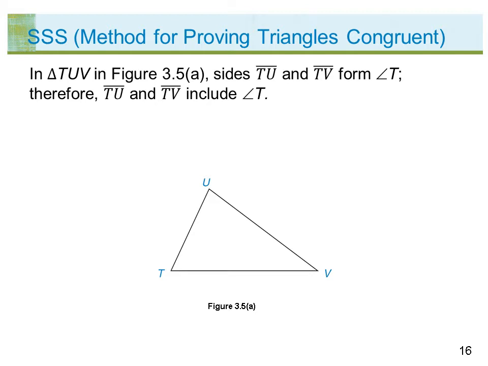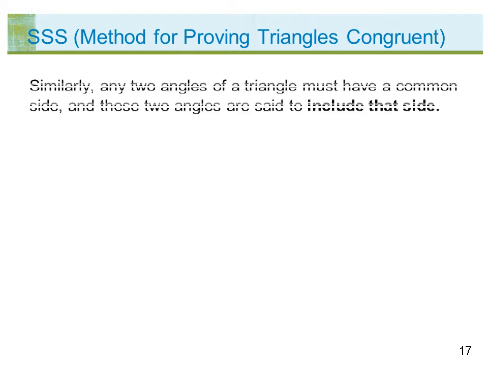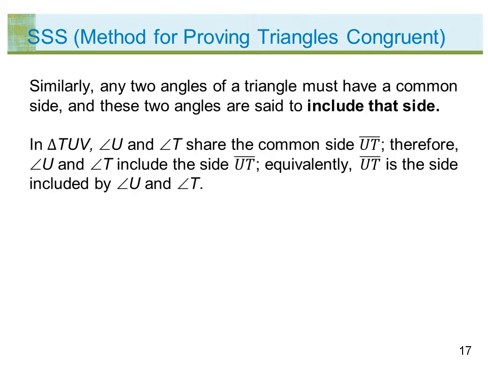Therefore, line segment TU and line segment TV include angle T. In turn, angle T is said to be the included angle for line segment TU and line segment TV. Similarly, any two angles of a triangle must have a common side, and these two angles are said to include that side. In triangle TUV, angle U and angle T share the common side, line segment UT.